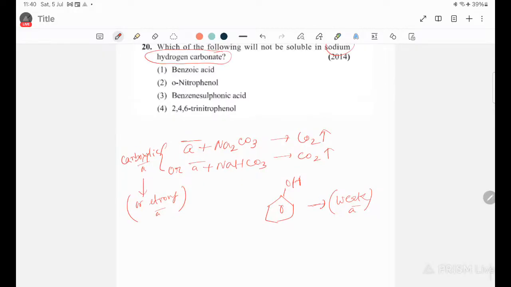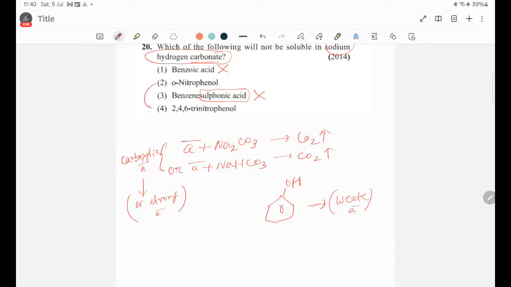So if you are comparing this, then benzoic acid cannot be the option. Why? Because benzoic acid contains the COOH group, the carboxylic acid group, so upon reaction with sodium hydrogen carbonate or sodium carbonate, carbon dioxide will be liberated, and that's why it will be soluble. Again, the sulfonic acid has an acidic group, so that cannot be the correct option.